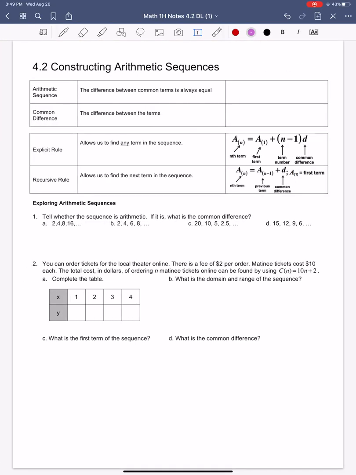So first, we're going to look at what is an arithmetic sequence. We talked about sequences yesterday as being a list of numbers, and an arithmetic sequence is a specific type of list. So it has a specific pattern in which the common difference is always equal. Okay, and so it's got to be a common difference in that we're adding or subtracting the same number over and over and over again. So let me give you an example here.